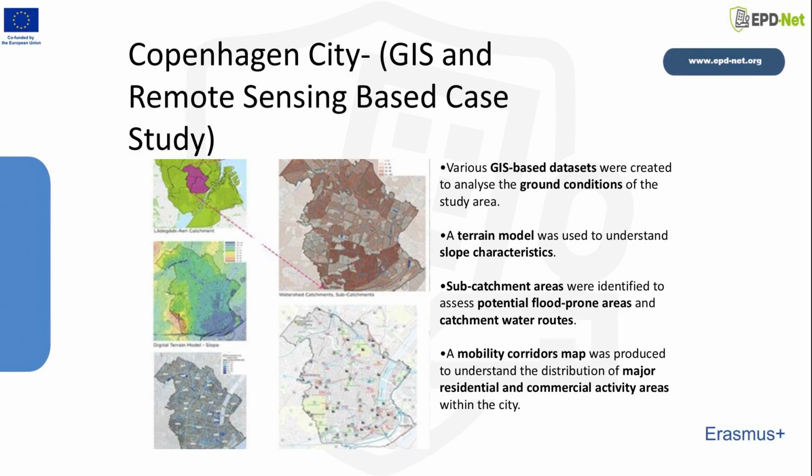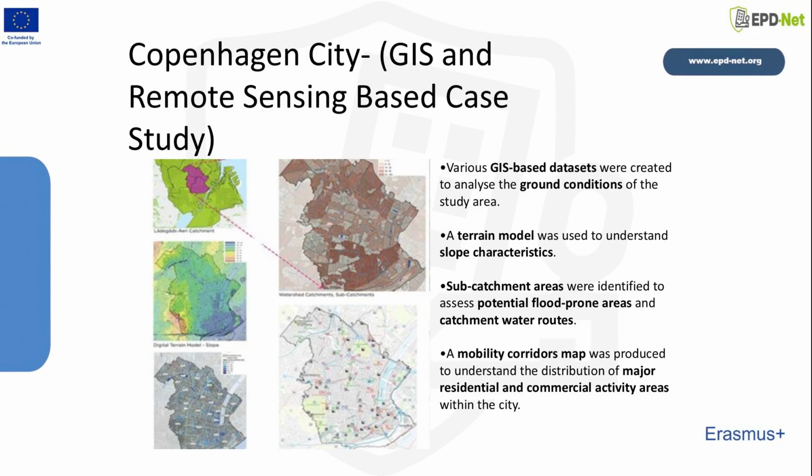In this stage of the Copenhagen Cloudburst Management Plan, GIS-based datasets were produced to analyze the ground conditions of the city in a systematic way. First, a terrain model was used to understand slope characteristics and elevation differences, which directly influence surface runoff behavior during extreme rainfall events. Second, sub-catchment areas were identified in order to assess potential flood-prone areas and to trace catchment water routes across the urban fabric. This allowed planners to understand where water accumulates and how it moves through the city.